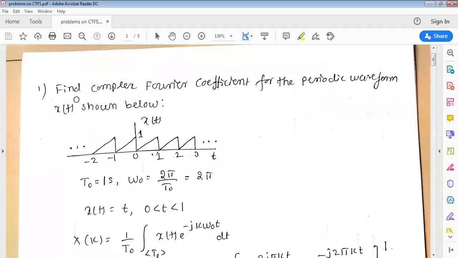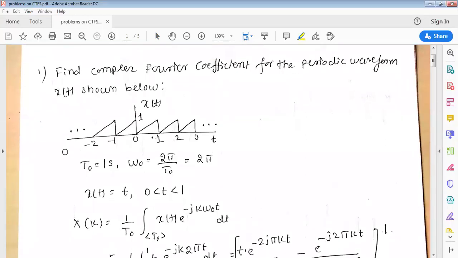Now, find the complex Fourier coefficient for the periodic waveform x of t shown below. Some x of t will be given to you. It will generally be periodic only. For non-periodic signals, we are not going to write Fourier series. We are going to write for Fourier transform.